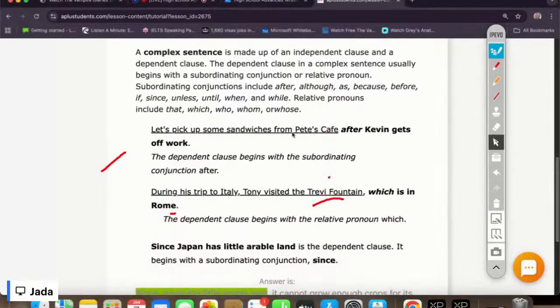Let's pick up some sandwiches from Pete's Cafe after Kevin gets off work. Here, "after" is the subordinating conjunction. It shows that this part is the beginning of the dependent clause. Another example: during his trip to Italy, Tony visited the Trevi Fountain, which is in Rome. "Which is in Rome" is the dependent clause, beginning with the relative pronoun "which."